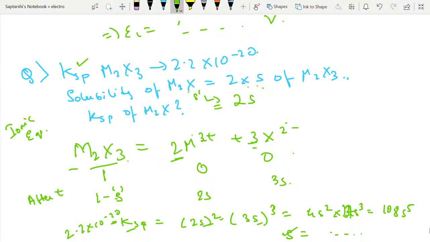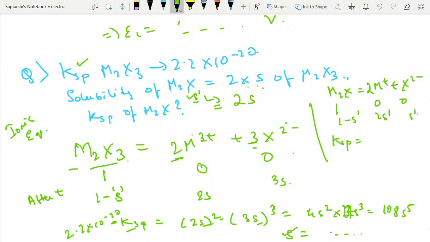So what is the KSP of M2X? It's very easy. M2X again dissociates into 2M+ and X2-. You take this as 1, 0, 0. Then 1 minus S prime, because we have taken it as S prime over here, so 1 minus S prime. This will be 2S prime, and this will be S prime. So your KSP will be, see, we have found S prime as well.